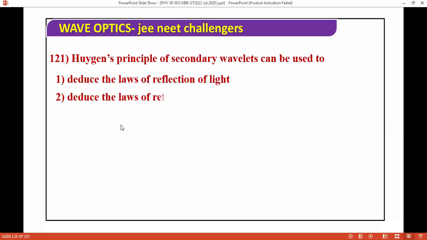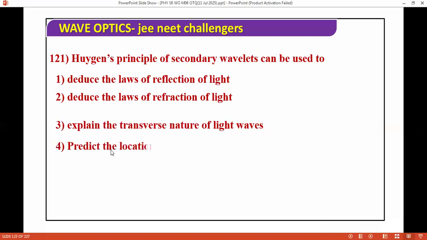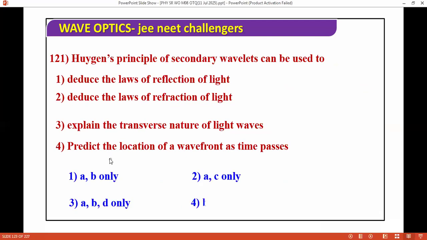Next question: Huygens principle can be used to deduce the law of reflection of light, deduce the law of refraction of light, explain the transverse nature of light waves, and predict the location of wavefronts as time passes. The correct answer is A, B, and D: deduce the laws of reflection and refraction of light, and predict the location of wavefronts as time passes. Next question, we are moving ahead.